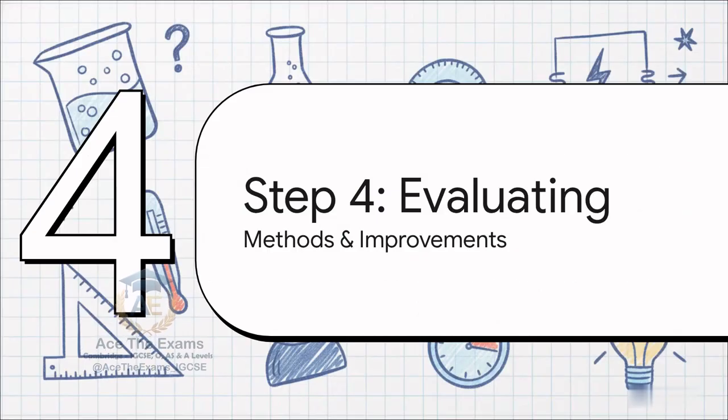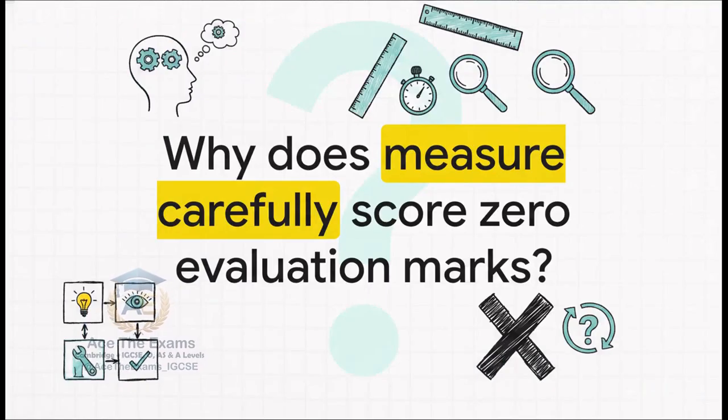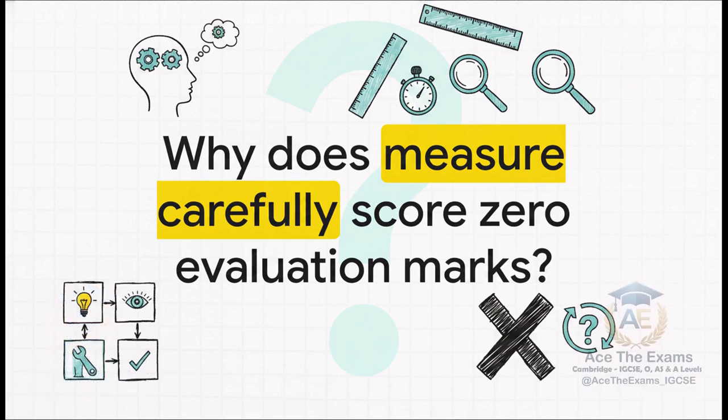Which brings us to step 4, evaluating methods and improvements. So, for the absolute hardest questions on the paper, you have to accept that no experiment is completely flawless, and you have to critically evaluate your own methods. Honestly, this is what separates the average students from the top-tier A-star candidates. You have to identify specific sources of error and suggest exactly how to improve the experiment's accuracy.